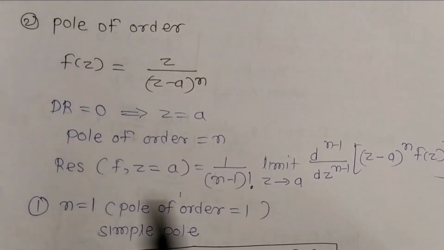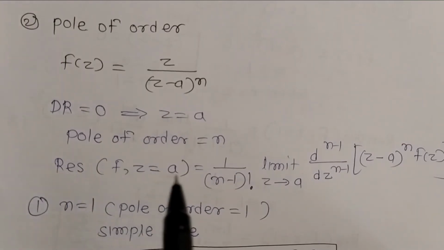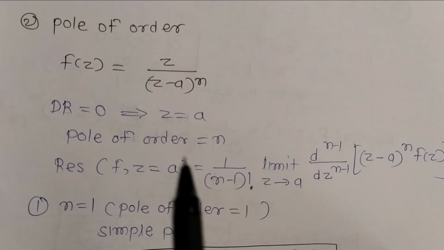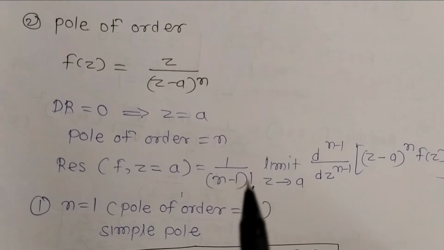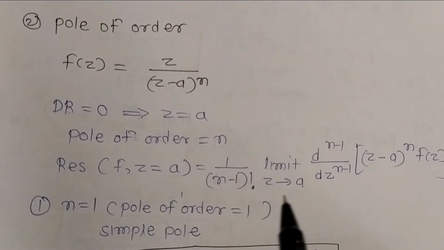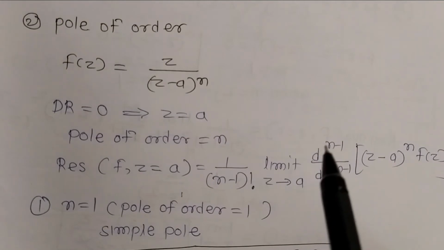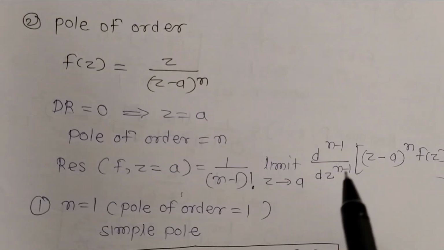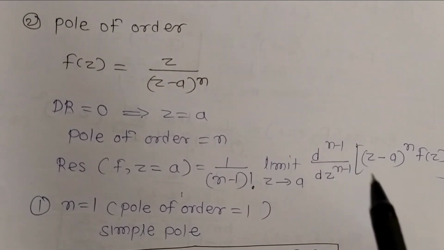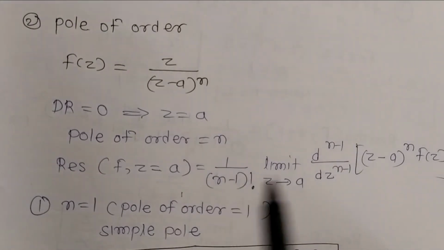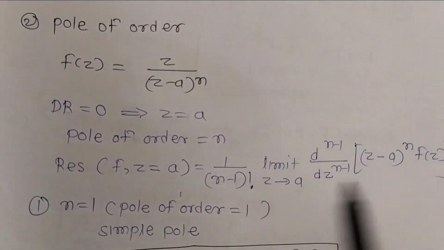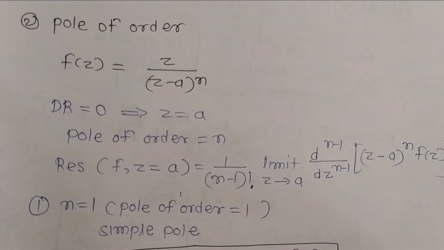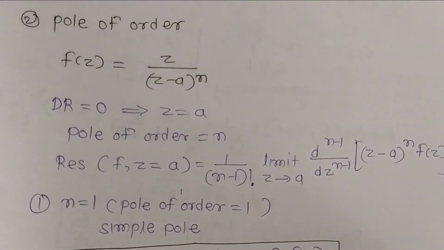So the residue of f at z = a, where the pole is of order n, is 1/(n - 1)! times the limit as z tends to a of d^(n-1)/dz^(n-1) of (z - a)^n f(z). This is the formula for the residue when the pole is of order n.